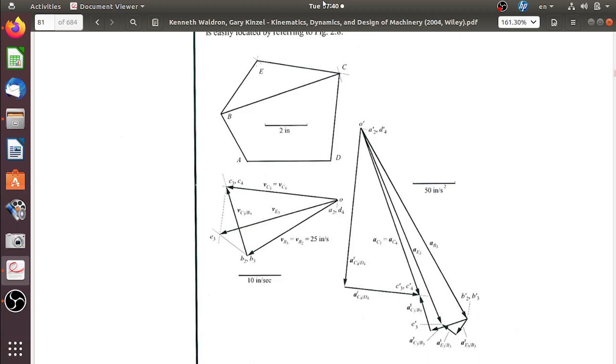It's like when you take a time derivative, this triangle gets rotated by 90 degrees in the counterclockwise direction, and once again you take a time derivative, it gets rotated 90 degrees counterclockwise once again. So that's how you construct an acceleration diagram, and once you construct it, you can identify the angular acceleration of each link, and the acceleration of any point in the body.